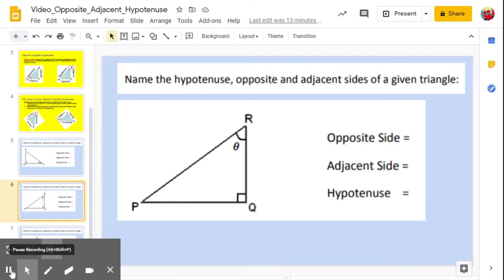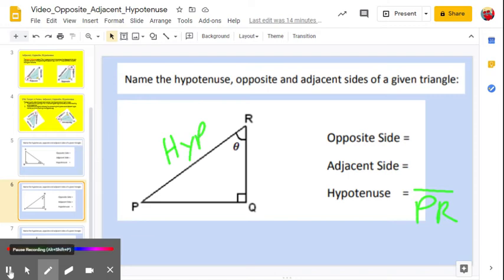All right, here we have triangle PQR. Tell me, what is the hypotenuse for this triangle? So side PR, or segment PR, is the hypotenuse for this triangle. It is the side that's opposite that 90-degree angle. All right, this time, tell me the adjacent leg. What side is the adjacent leg?